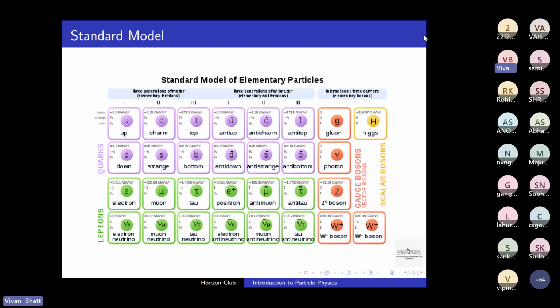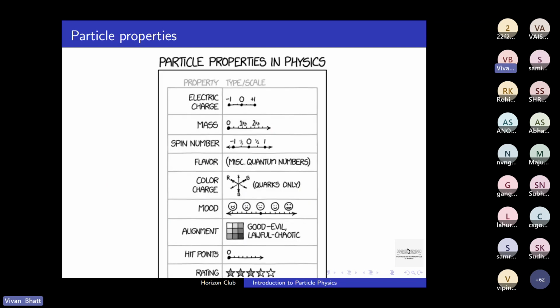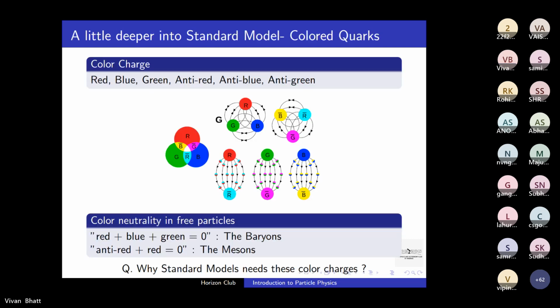Now, when you look at any interaction, when you need to study any interactions, any decays, there are certain rules, certain symmetries, conservations which come into play. And I think over the next few slides, we'll look at that first.